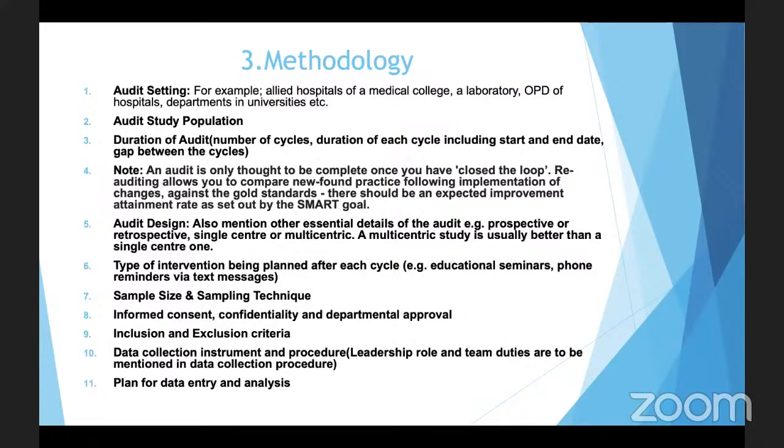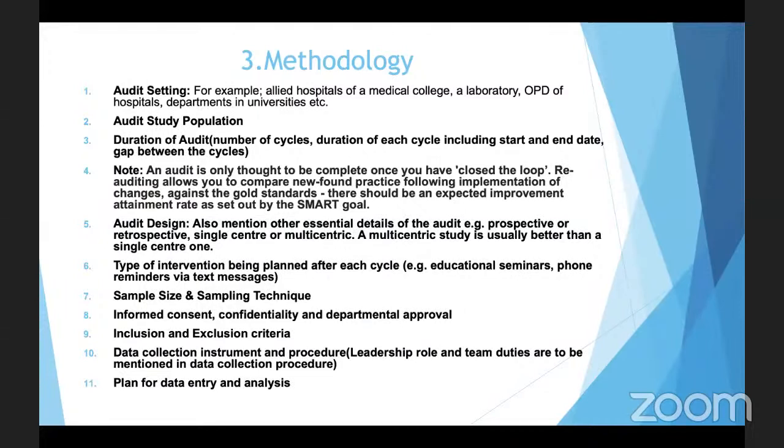Now we go on to the methodology. Methodology में आपने बताना है कि audit हो कहाँ रहा है. Allied hospitals हैं, BBH है, HFH है, DHQ है, जो भी आपका hospital है, department है, वो mention करना है. फिर आपकी study population क्या है, for example, patients who have undergone MI, whatever it is. फिर आपकी audit की duration क्या है. अब मैंने आपको बताया था audit में एक से ज़्यादा cycle होना लाजमी है. अगर सिर्फ एक cycle है तो वो उस audit का कोई फ़ायदा नहीं है.